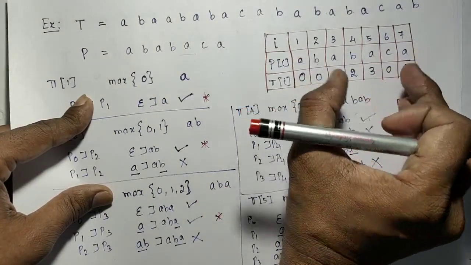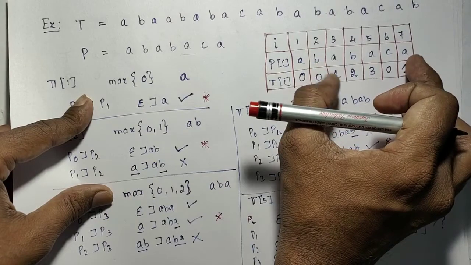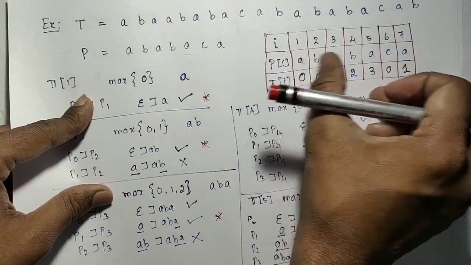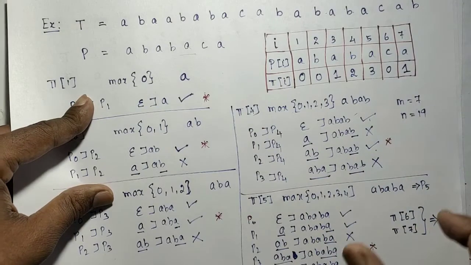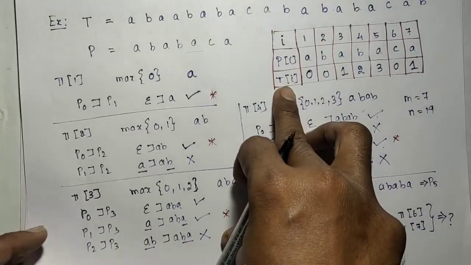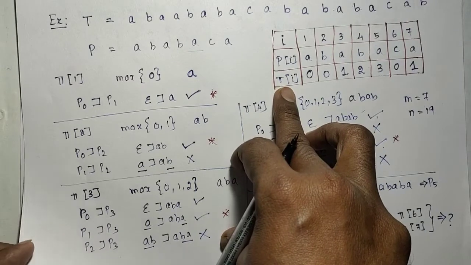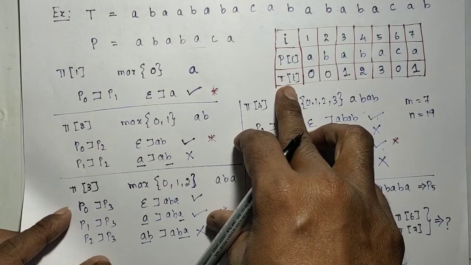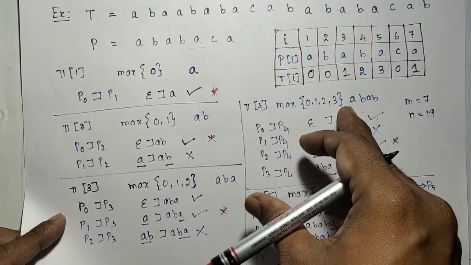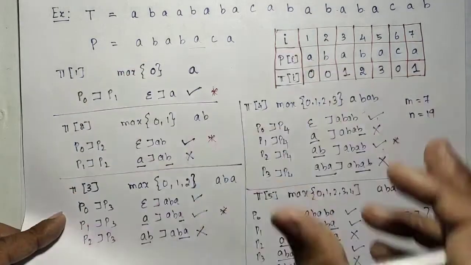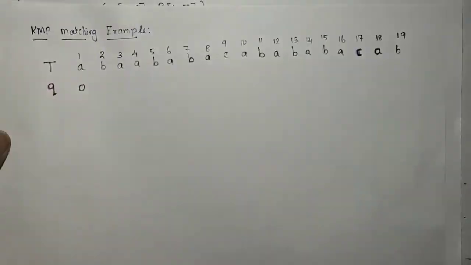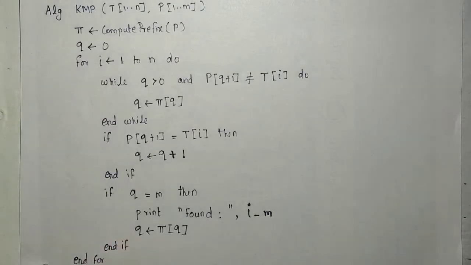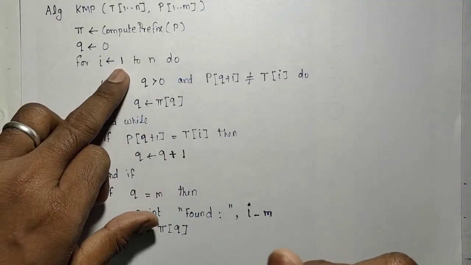Up to this, if you are considering 7 characters from the first, only 1 character matches at the last. That is the concept of the prefix function. By using that, we are reducing the number of comparisons. With O of n comparisons, we will obtain the pattern, and we can search all the occurrences of the pattern found in T. We have taken this example, and this is the algorithm. This algorithm is similar to compute prefix. Here the number of iterations is 1 to n.